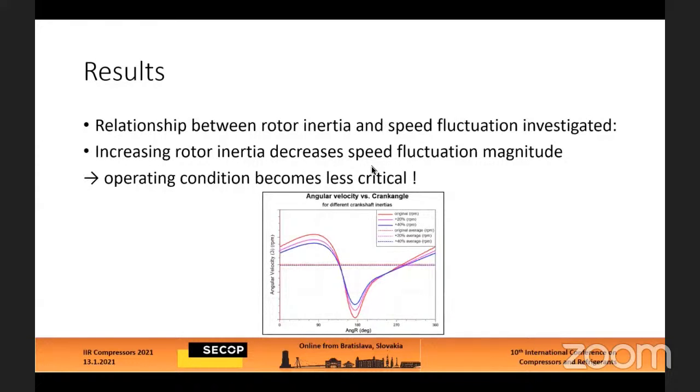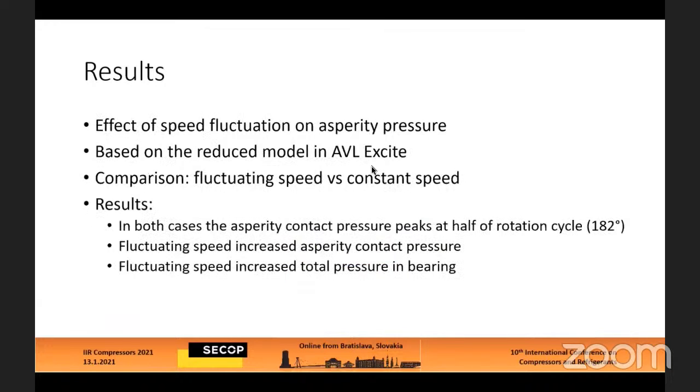In this slide, we can see that increasing the rotor inertia decreases speed fluctuation, as this is the blue line, and the operation condition becomes less critical. We also evaluated the effect of the speed fluctuation on the asperity pressure. Based on the reduced model in AVL Excite, considering only the upper bearing of the compressor, we saw that the fluctuating speed increased the asperity contact pressure, and fluctuating speed also increased the total pressure in the bearing.